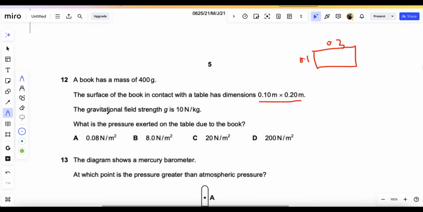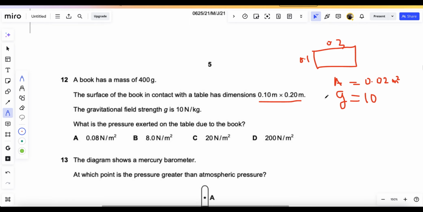The gravitational field strength, G, is 10. We have the area, so let's know what is given to you, because you must know what you are looking for. What's the value of area? Area is 0.02, because 0.1 times 0.2 is 0.02. Is it centimeter? Meter square. So we get meter square. G is 10. What's the pressure exactly on the table?